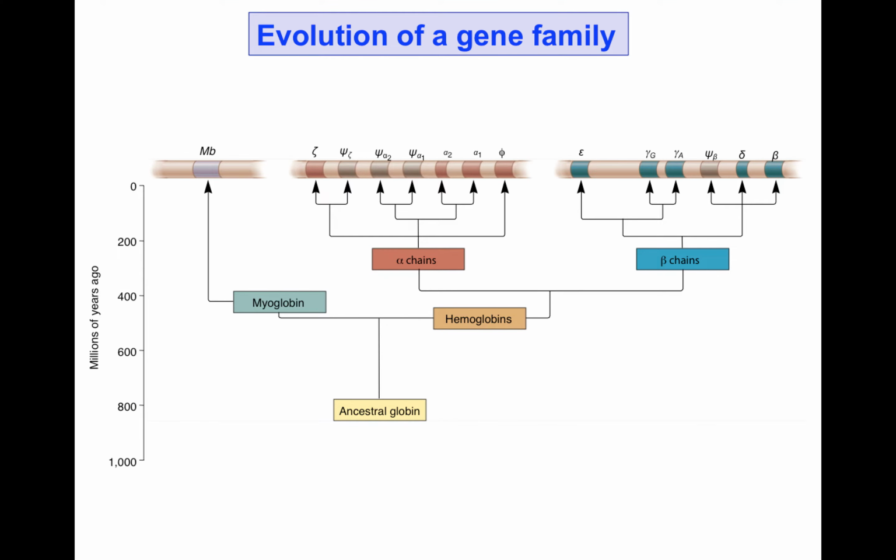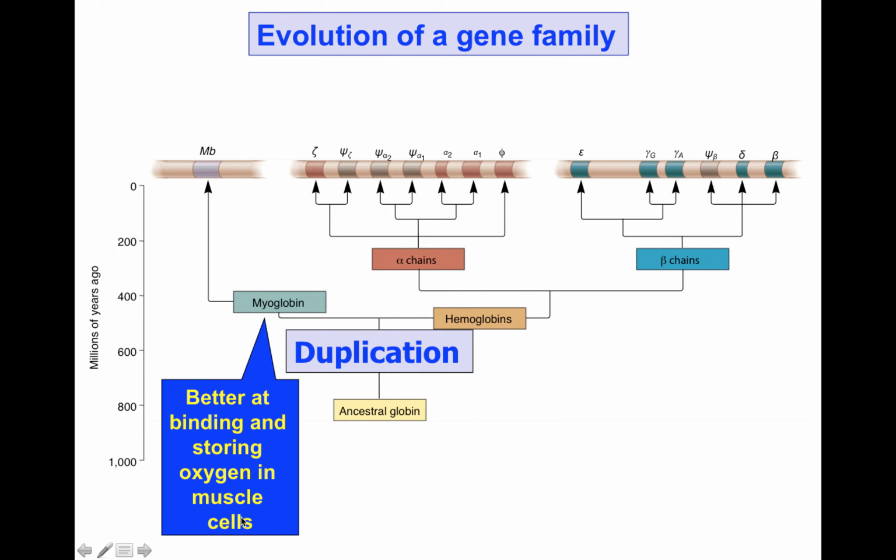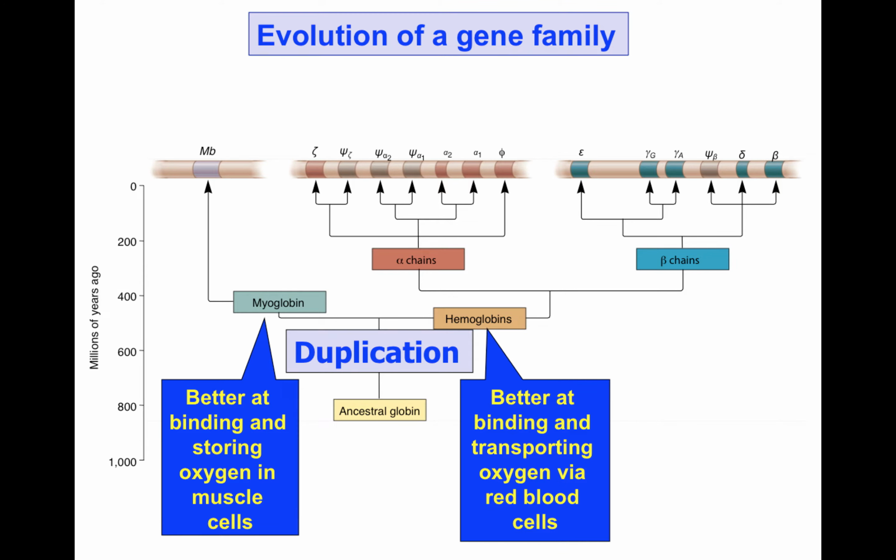Here's an example of the evolution of a gene family from the hemoglobin family of proteins. So if we started out with an ancestral globin that got duplicated, the myoglobin genes evolved because they had a very particular function. They were better at binding and storing oxygen in muscle cells. And then the hemoglobins evolved their own very long multi-membered gene family. The hemoglobins were better at binding and transporting oxygen via red blood cells.